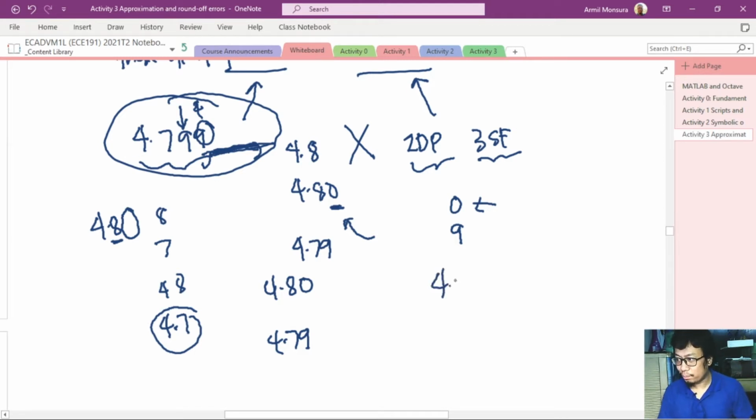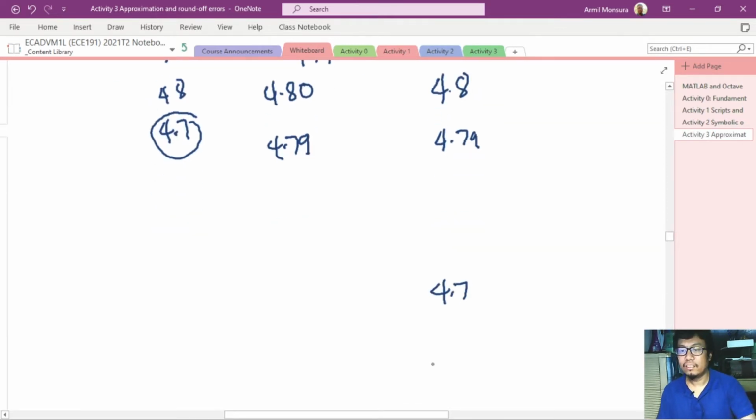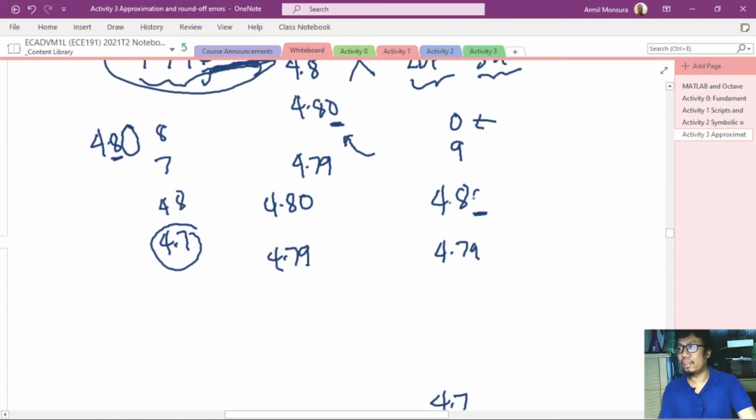If this is 4.8 and this is 4.79, this could have been 4.7. Your number is here. So if you write it as 4.8, the interpretation is either this or this. This is the range you are considering, whilst the number is here. So you don't report it as 4.8. Report it as 4.80.